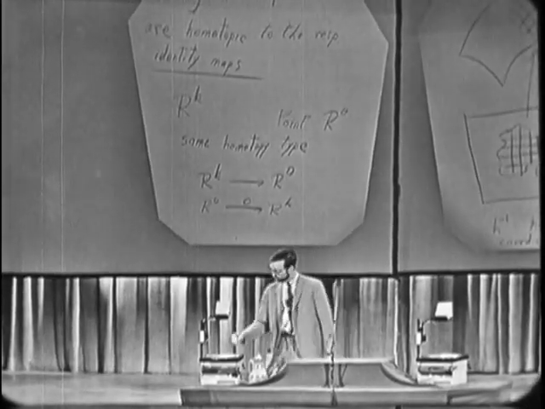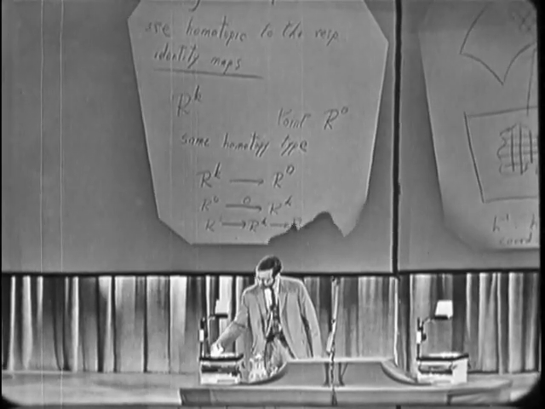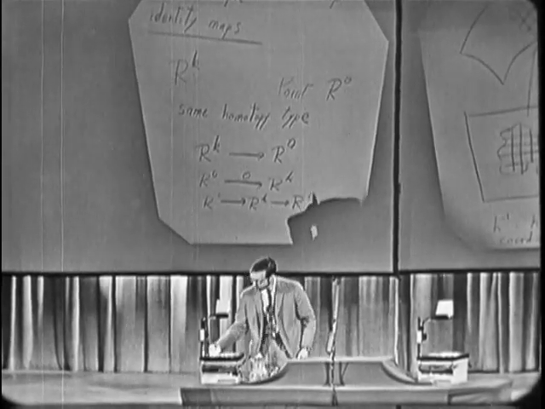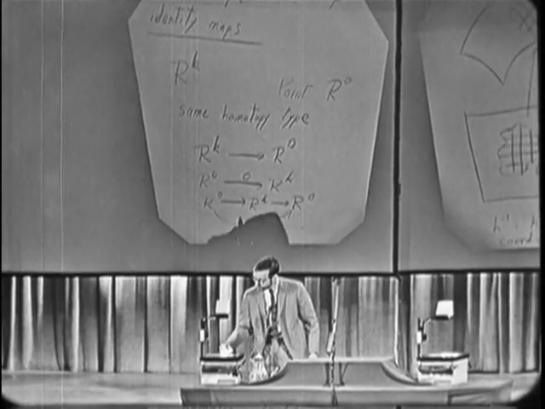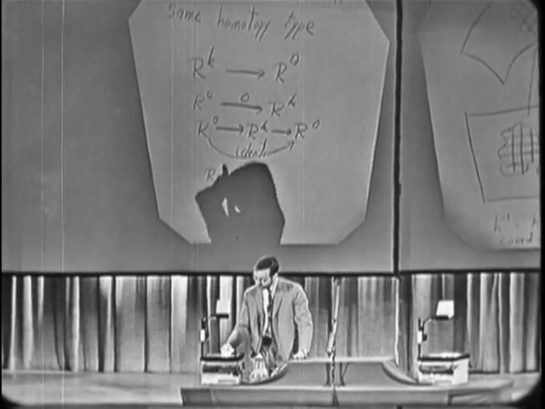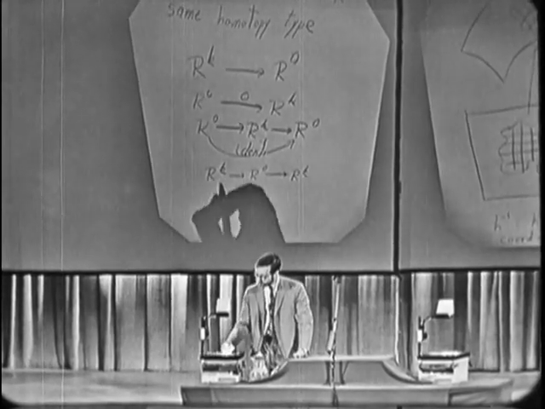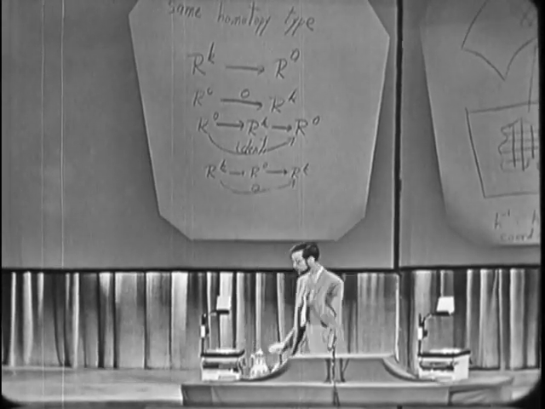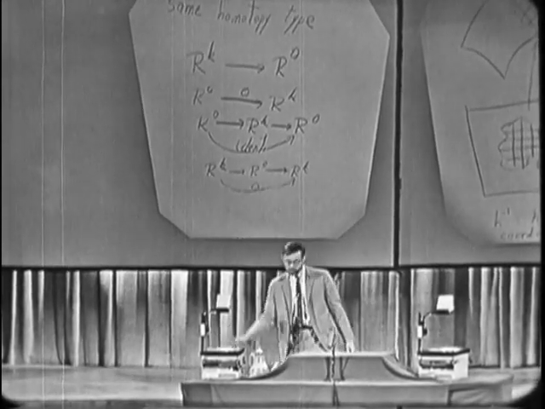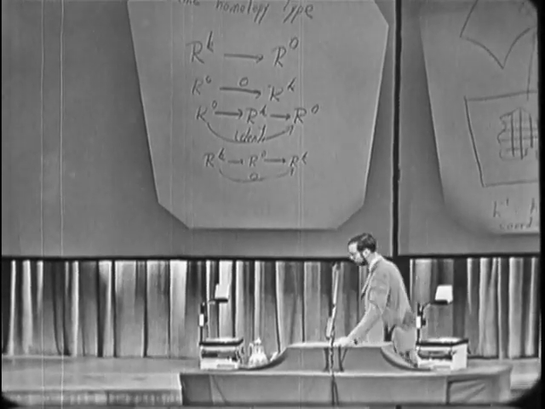And now I have to look at the two compositions. If we go from R^0 to R^k, and back to R^0, well, again, there is only one mapping from R^0 to R^0, so we have to get the identity. And the other way, from R^k to R^0 to R^k, we get the mapping from R^k to itself, which I'll call 0. It sends every point to the origin. So in order to prove that these mappings are homotopy equivalences, I just have to prove that this 0 mapping from R^k to itself is homotopic to the identity.